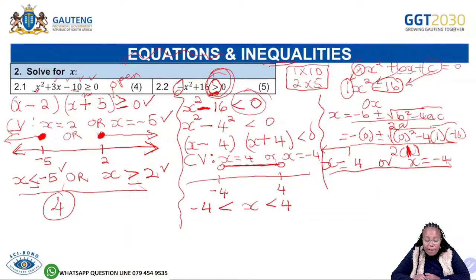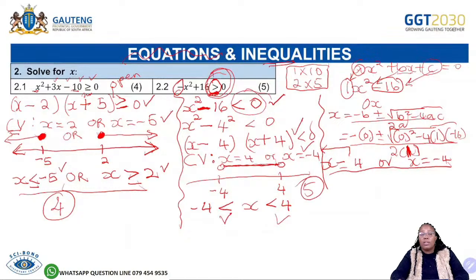This is 5 marks. 1 mark is for the correct notation with the correct inequality. Number 2 is for factors. Number 3 is for critical values. The first x value with the correct inequality, and the second value with the correct inequality. This is worth 5 marks.